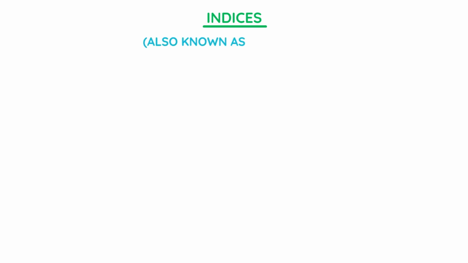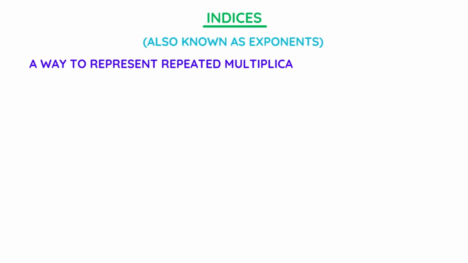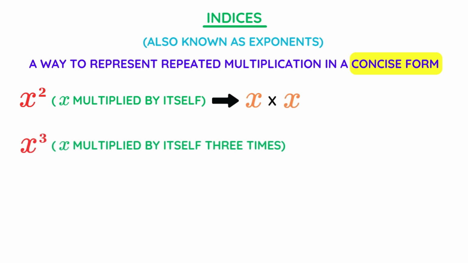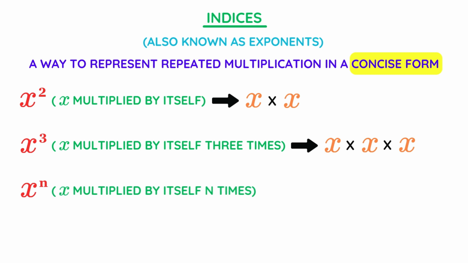Indices, also known as exponents, are a way to represent repeated multiplication in a concise form. For example, x to the power of 2 means x multiplied by itself, or x times x. Similarly, x to the power of 3 means x multiplied by itself 3 times, or x times x times x. In general, x to the power of n represents x multiplied by itself n times. This foundation is important when we move on to more complex concepts, such as fractional indices.